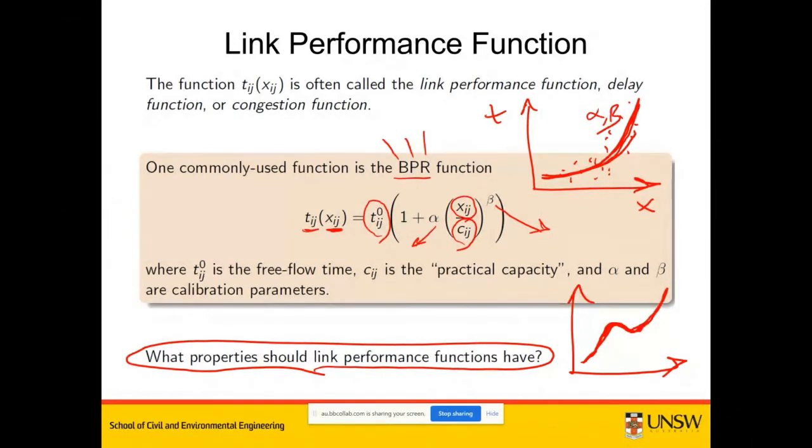Just like, again, if you want to solve simultaneous equations, not necessarily all simultaneous equations give you a unique answer. You may have multiple answers that satisfy your simultaneous equations, right? So having a monotonically increasing travel time function ensures that the user equilibrium problem has a unique solution.